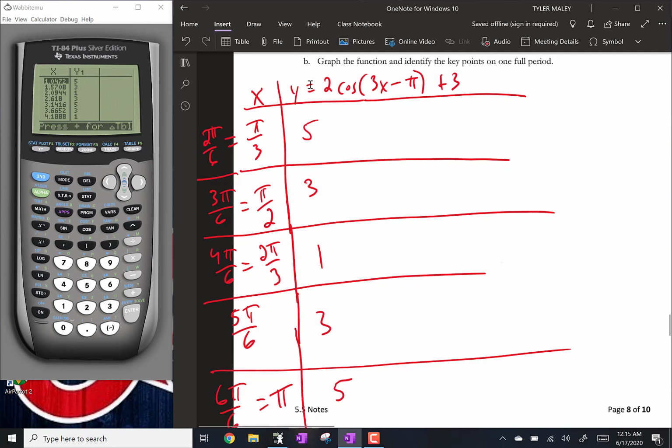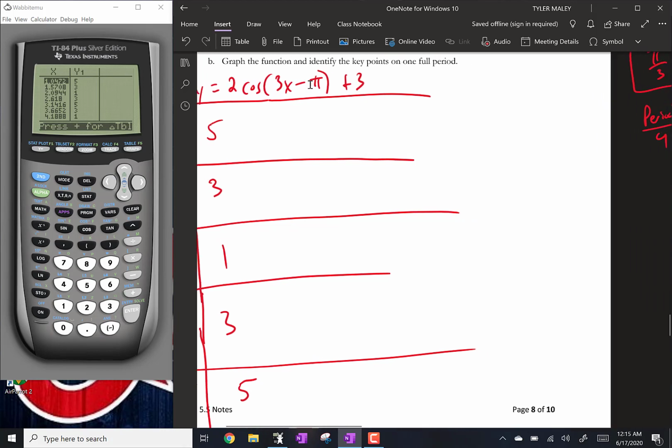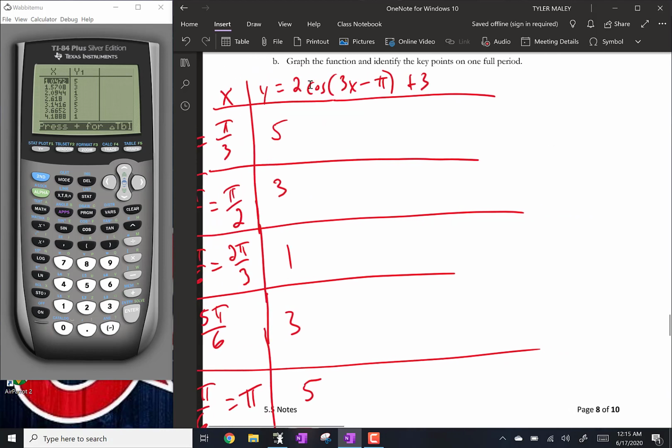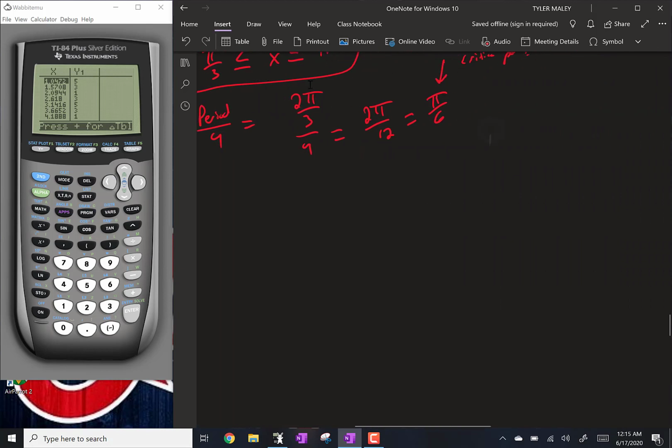Right? So if you wanted to keep doing it by hand, you could, right? So you just plug in pi over 3, plug it into here. So the first one would be, let's see, 3 times pi over 3 would be pi. Pi minus pi is 0. So then cosine of 0 is 1. 2 times 1 is 2, plus 3 is 5, right? So you could keep working it out by hand, but I won't do it this time, right? We've done it a bunch of times.